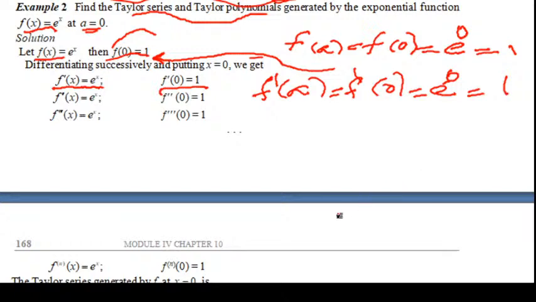Then we find the derivative of e raised to x, and it is f double prime of x, and it can be seen that f double prime of 0 is equal to 1. And if we continue this step, after any step, the derivative will be e raised to x and the value will be 1.